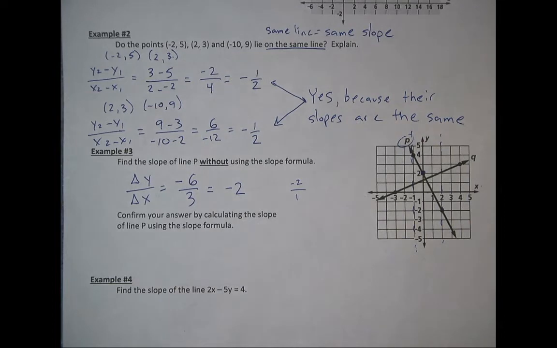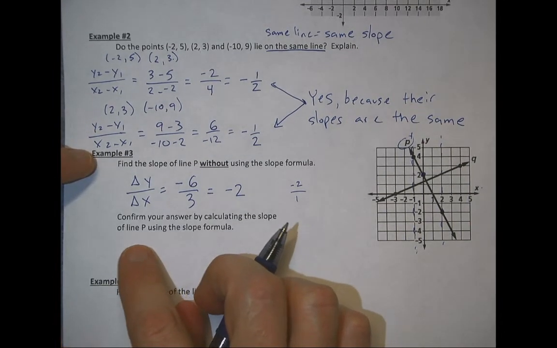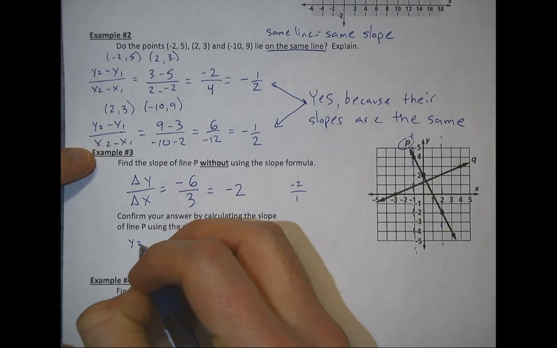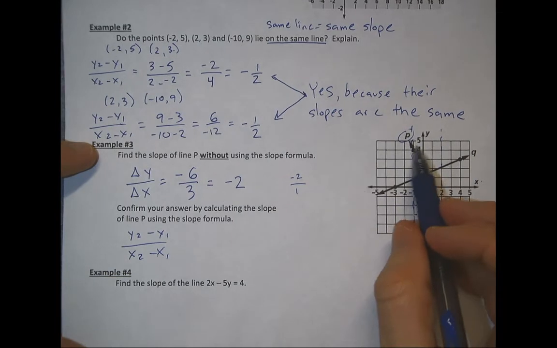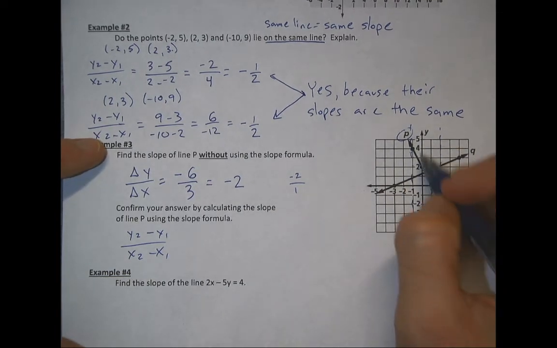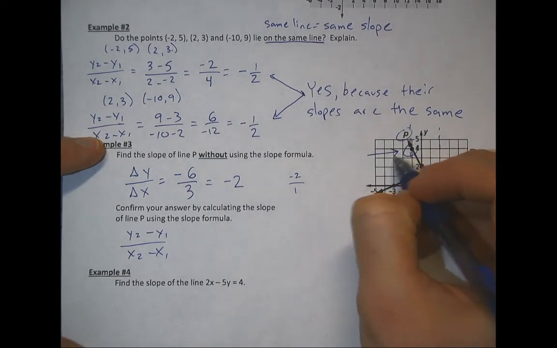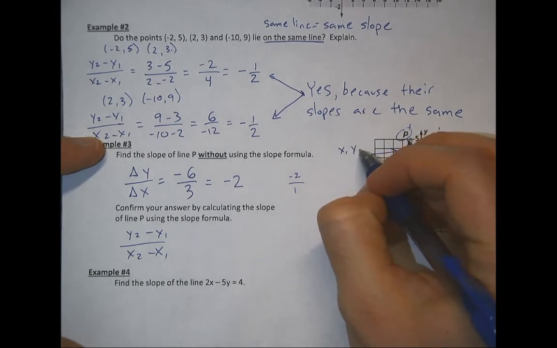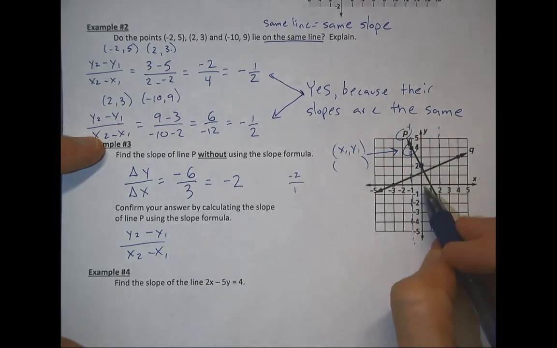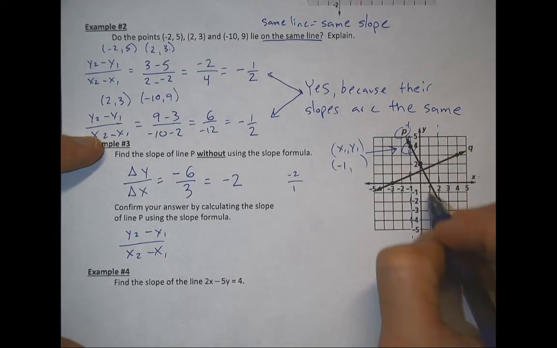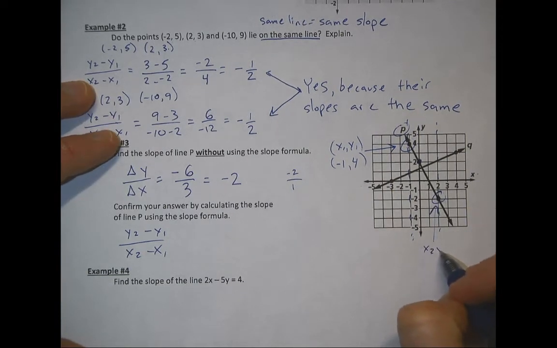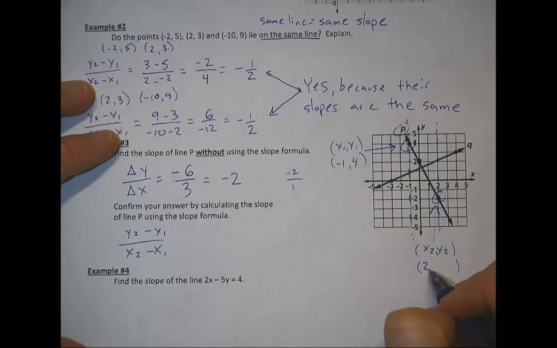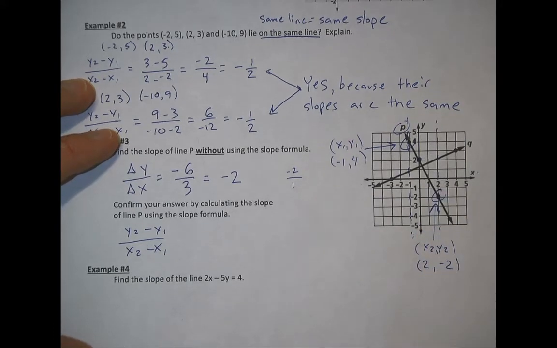All right, now we're going to confirm that answer by using the slope formula. We're going to make sure that we get the same answer if we use this. In order to do that, we have to actually have these points right here. So this point, let's call this x1 and y1. The x is negative 1, and the y value is 4. This one, we're going to call our x2 and our y2. It's 2 over, 2 down to negative 2.